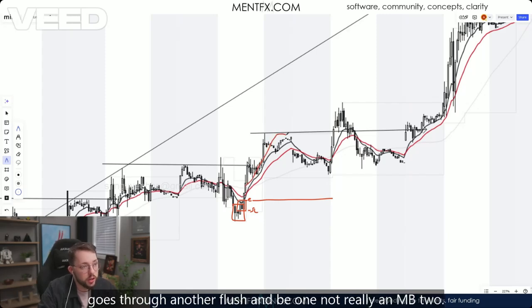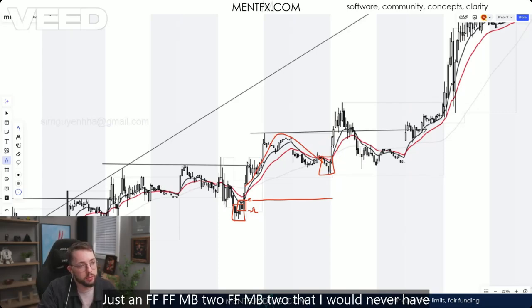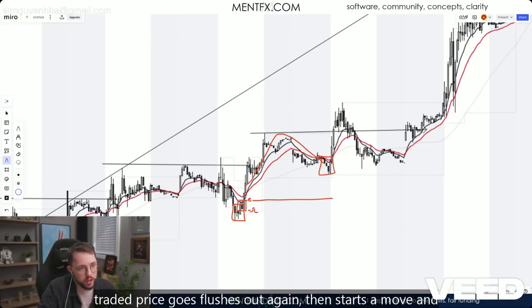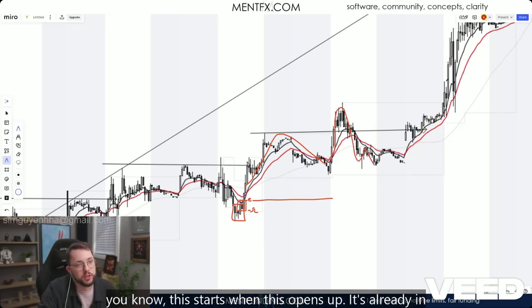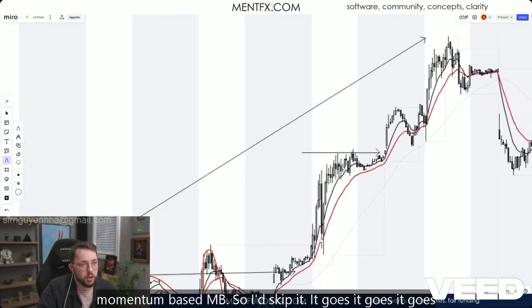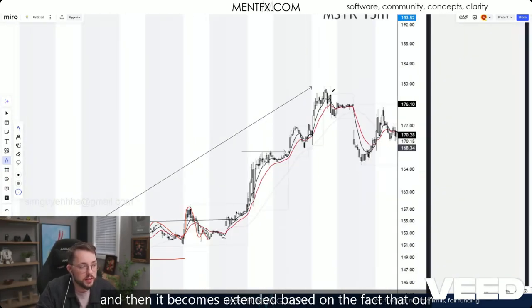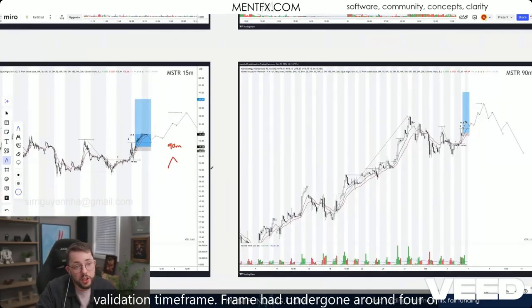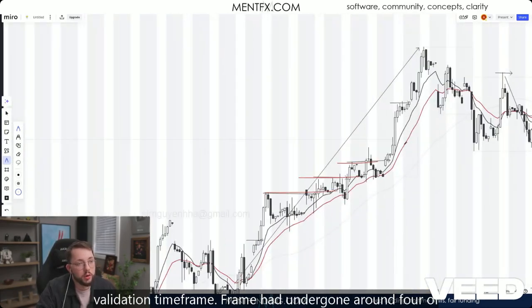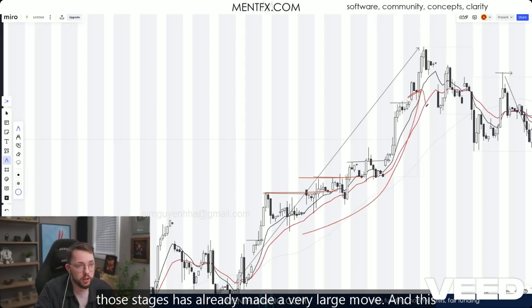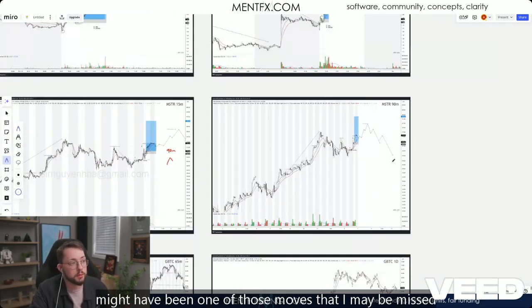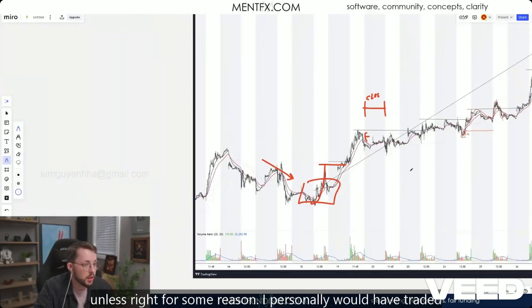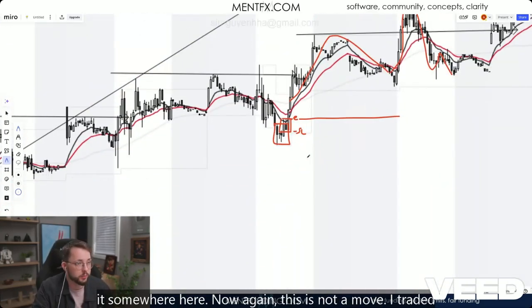Then it goes through another flush, MB1, not really an MB2, just an FFMB2 that I would never have traded. Price flushes out again, then starts a move, and when this opens up, it's already in a momentum-based MB, so I'd skip it. It goes, and then it becomes extended based on the fact that our validation time frame had undergone around 4 of those stages, has already made a very large move, and this might have been one of those moves that I maybe missed, unless, for some reason, I personally would have traded it somewhere here.